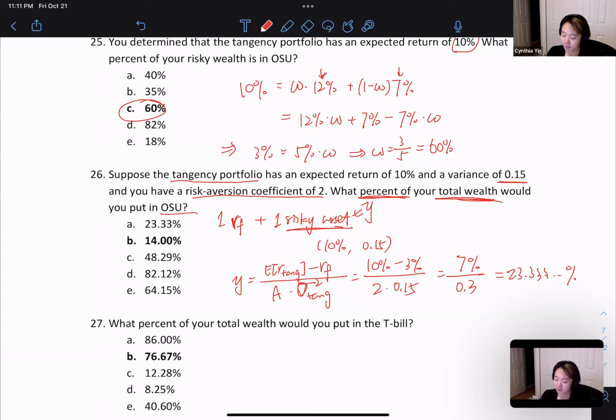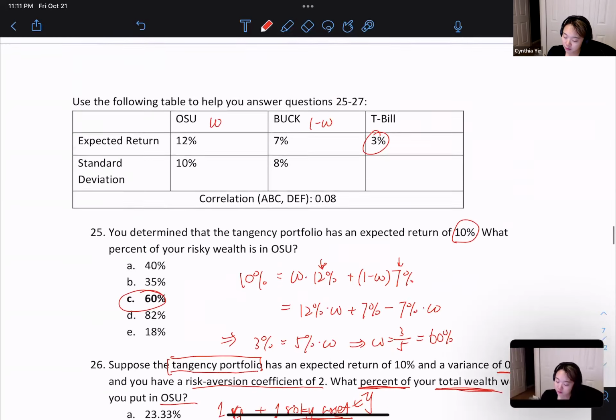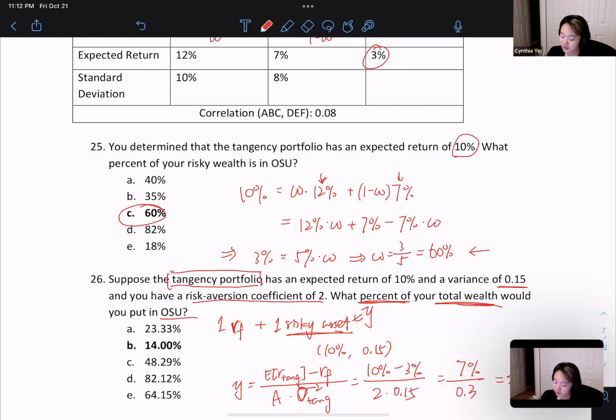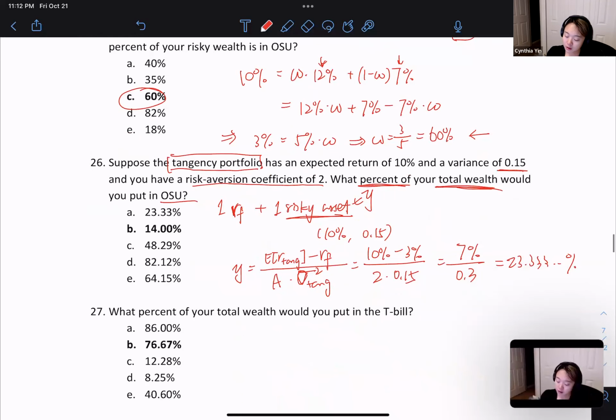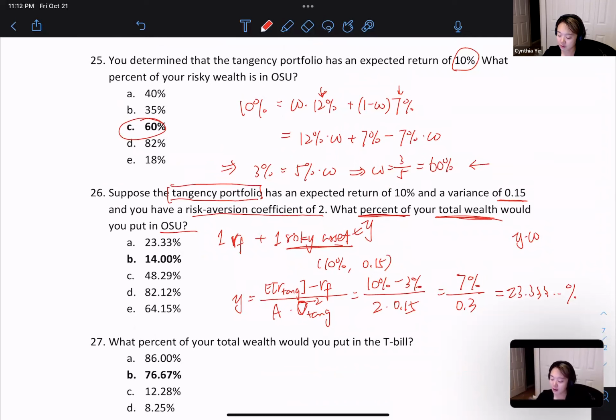Remember, this Y is the portion that you invest in this tangency portfolio. And within the tangency portfolio, you already calculated, you put 60% in OICU. So in terms of your total wealth, in OICU will be Y times W. The W is the one we just got above. Then it's going to be 7% divided by 0.3. I'm just using this number here, okay? Times 60%. Then how much is it? The number will be much nicer.